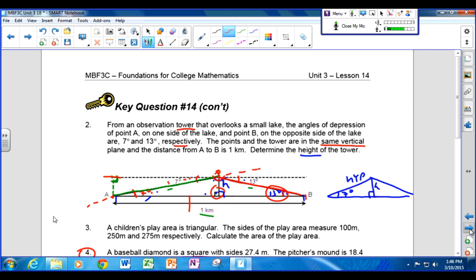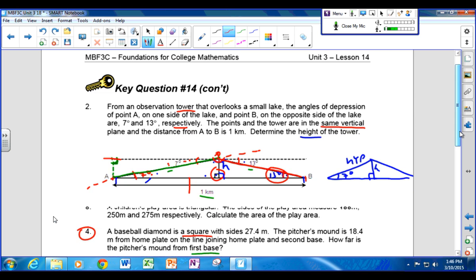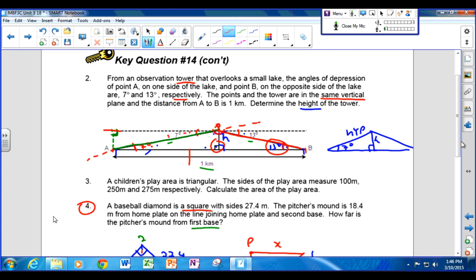So this is a multi-step problem, and hopefully this gives you a little hint about how to proceed. You're going to have to work out one of the two remaining sides of the bigger triangle, and then you use the trig identities in one of the smaller triangles to find the height. And that's it.